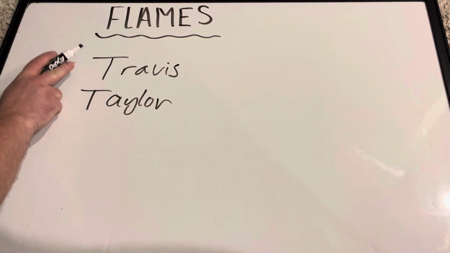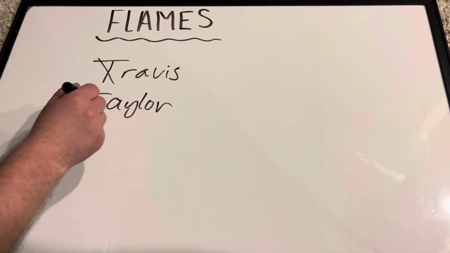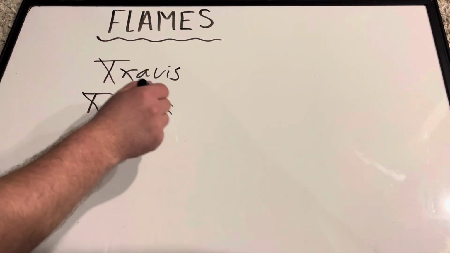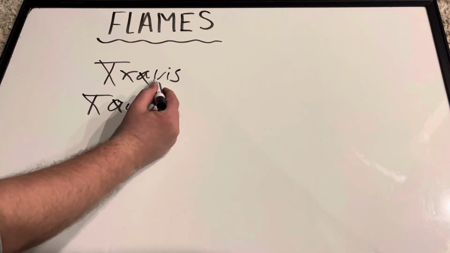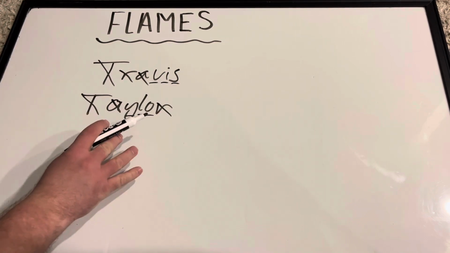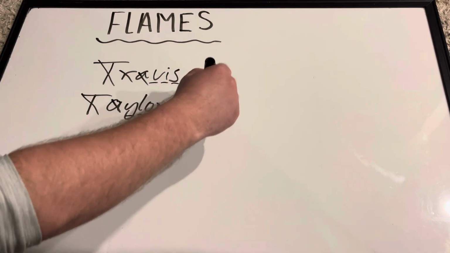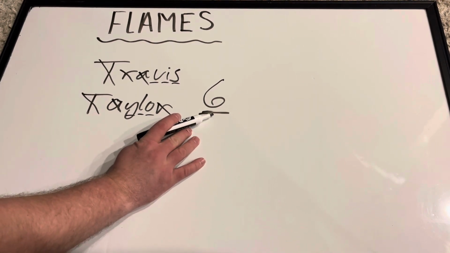Okay, once you've written your name and your crush's name down, you cross out any letters that match. So our T's, our R's, our A's, and that's it. Leaving 1, 2, 3, 4, 5, 6 letters that are different. This six number is what we're gonna use to predict what our future's like.